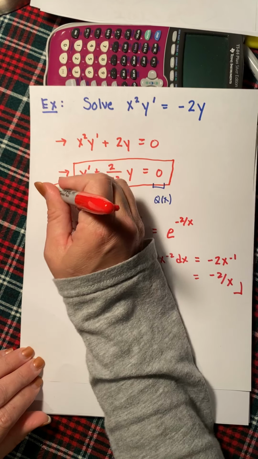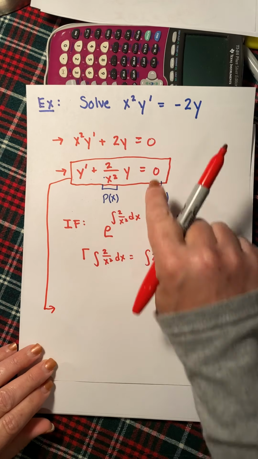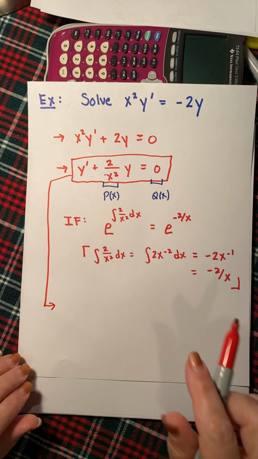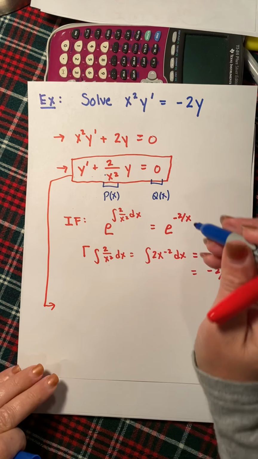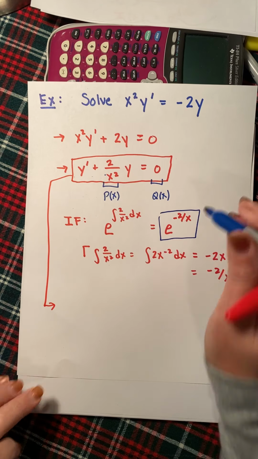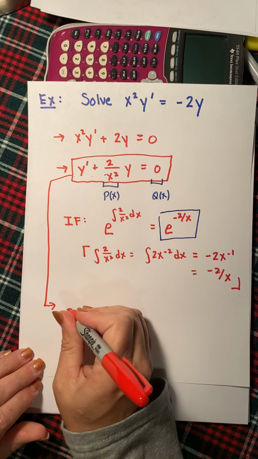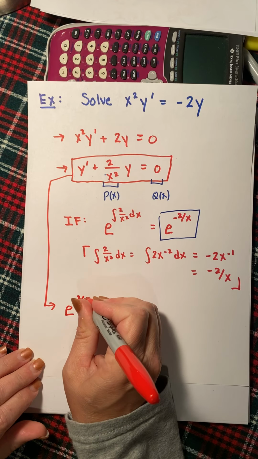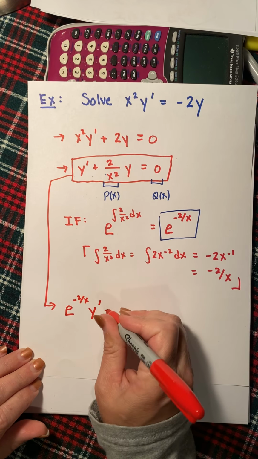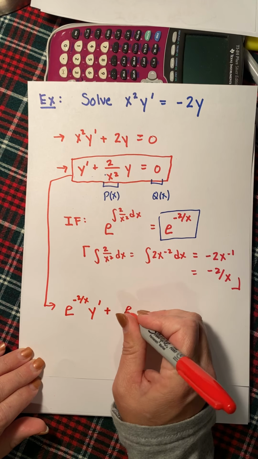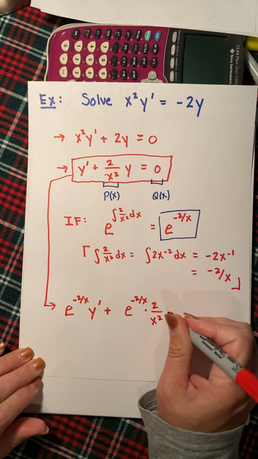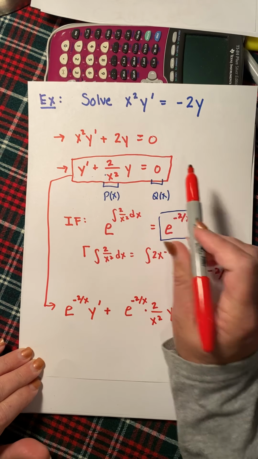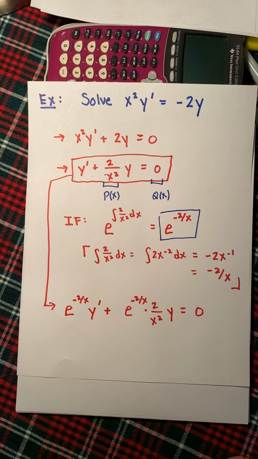So I'm going to now multiply both sides of this linear first order differential equation by the integrating factor. Here's my integrating factor. So I'm going to have e to the negative 2 over x times y prime plus e to the negative 2 over x times 2 over x squared y. Now we like this because when I multiply the right hand side, I'm just working with 0. So it's pretty simple. Don't let the 0 make this complicated for you.